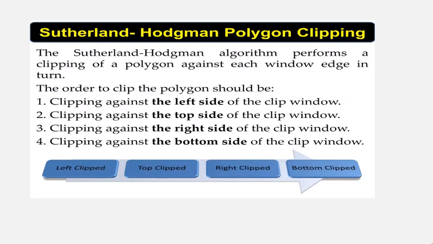Sutherland-Hodgman polygon clipping algorithm. This algorithm performs a clipping of a polygon against each window edge in turn. The order to clip the polygon should be clipping against the left side of the clip window, the top side of the clip window, the right side of the clip window, and at last clipping against the bottom side of the clip window. The order follows from left, top, right, and bottom.